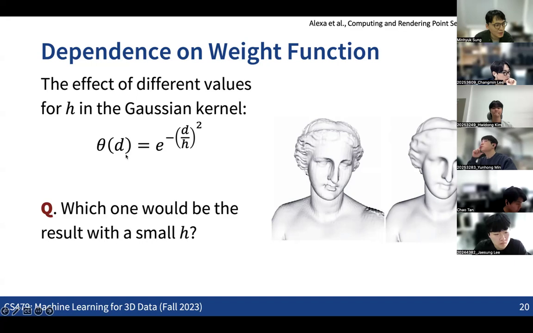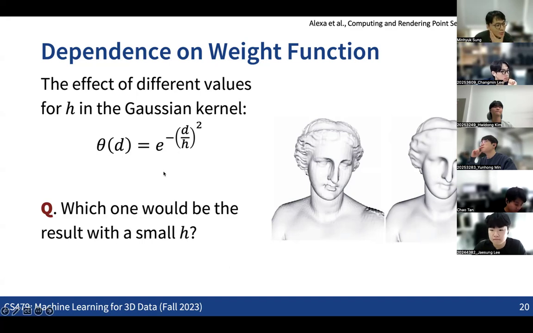If we see the meaning of this weight function, as we have the smaller h, the kernel function will be the pickier function, right? Which means that we consider a smaller range of the points near the query point. As we increase the h here, it becomes a wider kernel function, which means that we consider points in a wider range, right? Which will result in a smoother output function like this.